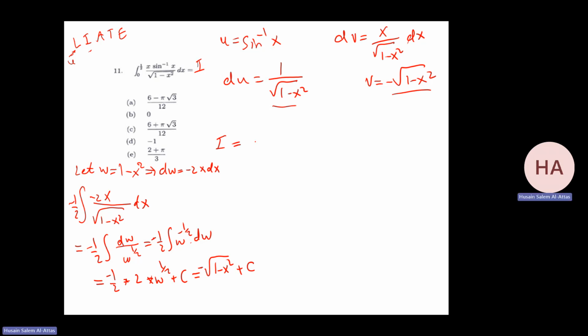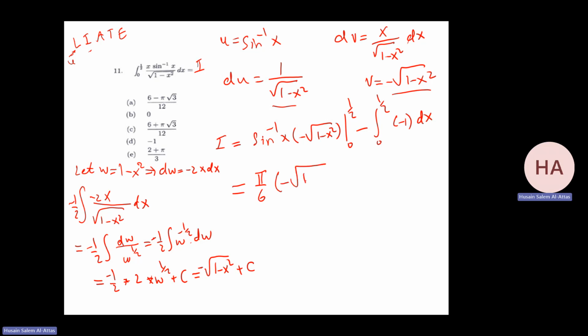I will be uv, sine inverse times minus square root 1 minus x squared from 0 to half, minus integral from 0 to half of this times this, which is nothing, which is minus 1. So I can integrate it easily. Now substitute. Sine inverse of half is what? Pi over 6. This is times minus square root 1 minus 1 over 4, half squared. Sine inverse of 0 is 0, so gone. Now this one will be plus integral of 1, which is x from 0 to half.